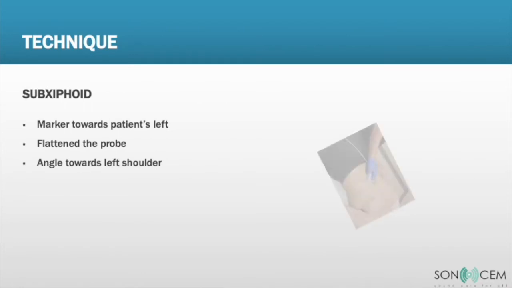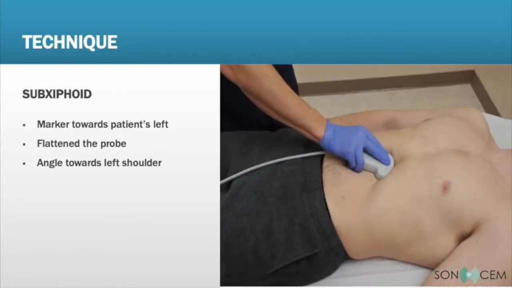Next, we move to the subxiphoid view. For this view, we use the liver as the sonographic window. The probe should be placed just below the xiphoid process. Flatten the probe, with the marker towards the patient's left, and angle towards the left shoulder.